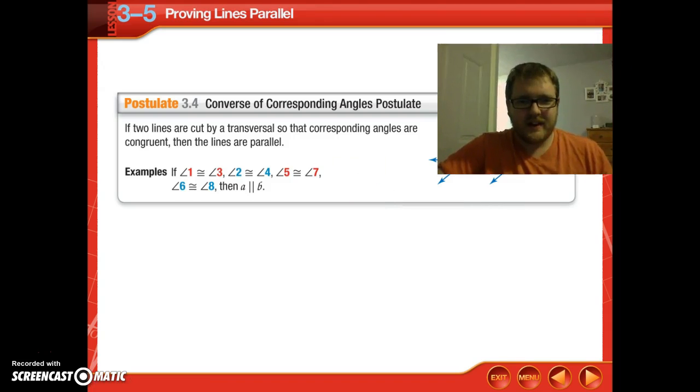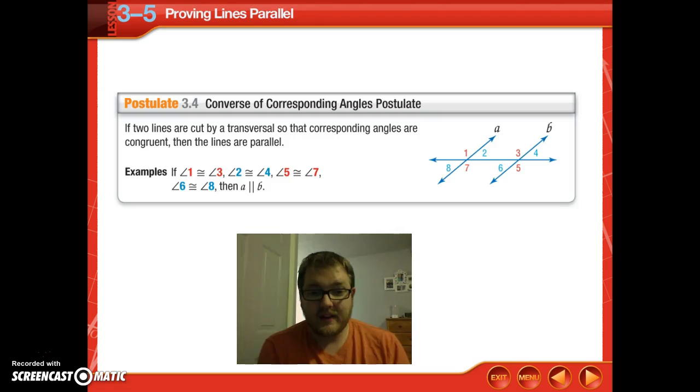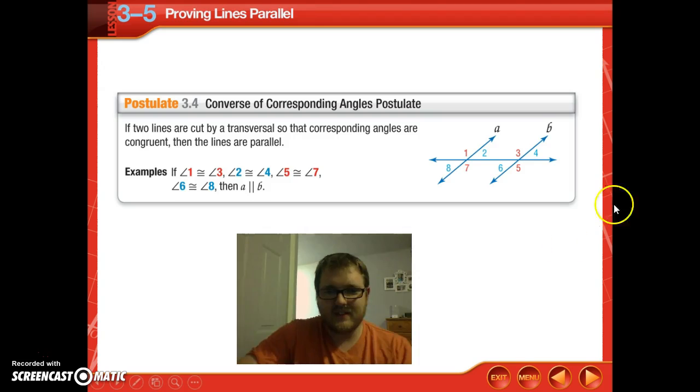So we have this postulate here, postulate 3-4. If two lines are cut by a transversal so that corresponding angles are congruent, then the lines are parallel. So essentially, the reverse, or I should say the converse, of what we've talked about before. If you have two parallel lines cut by a transversal, you know that the corresponding angles such as 1 and 3, 7 and 5, 2 and 4, 8 and 6 are equal. Now we're going back the other way and saying if I have equal corresponding angles, then I have two parallel lines with a transversal cut through it.